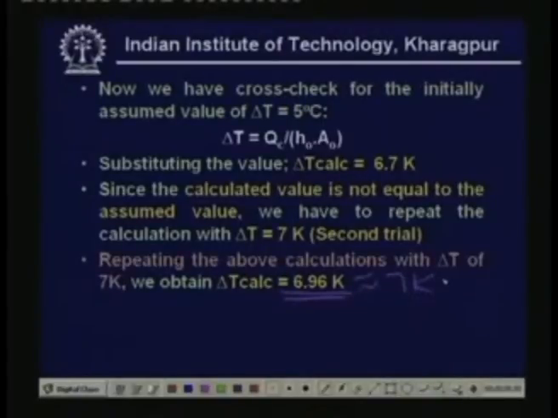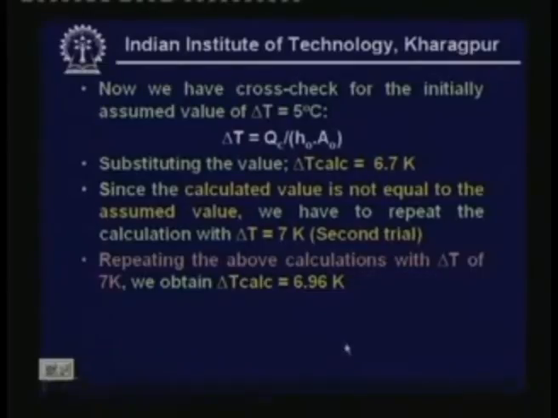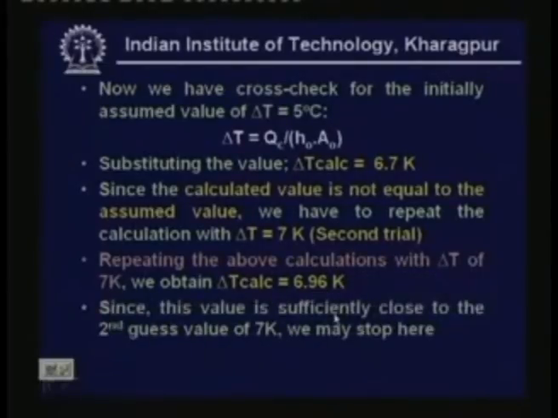So you can stop here, but if you want more accuracy, of course you can again repeat the calculation by taking a third trial value. But since this difference is very small, we need not go for a third trial. Since this value, as I said, is sufficiently close to the second guess value of 7 K, we may stop here.